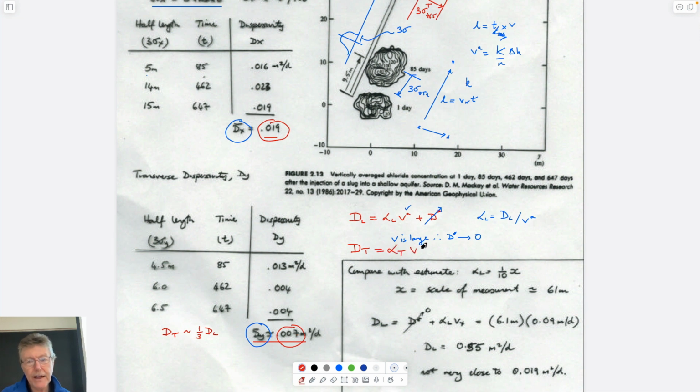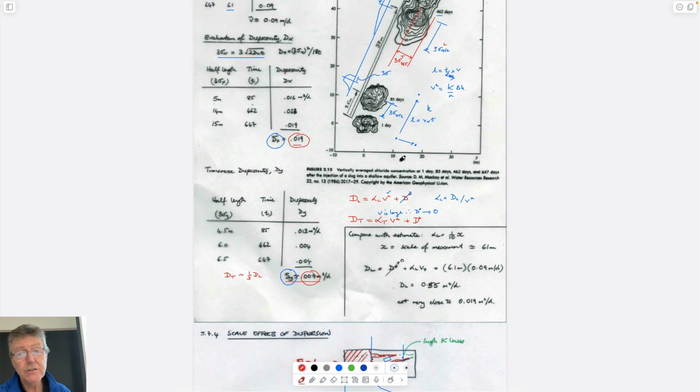And you know that, but the point of mentioning this is that this advective velocity is the velocity down gradient. The advective velocity in the transverse direction is 0 by definition. And so, of course, if you use 0 here, you get nothing here. And so it doesn't work out. So the advective velocity is the maximum value, which is in the direction of the longitudinal dispersion.